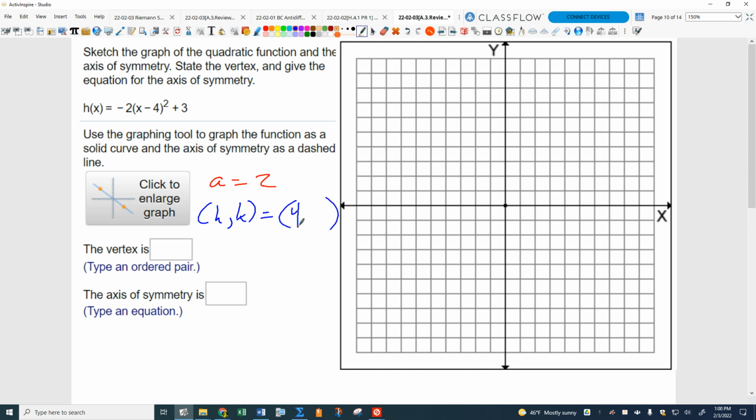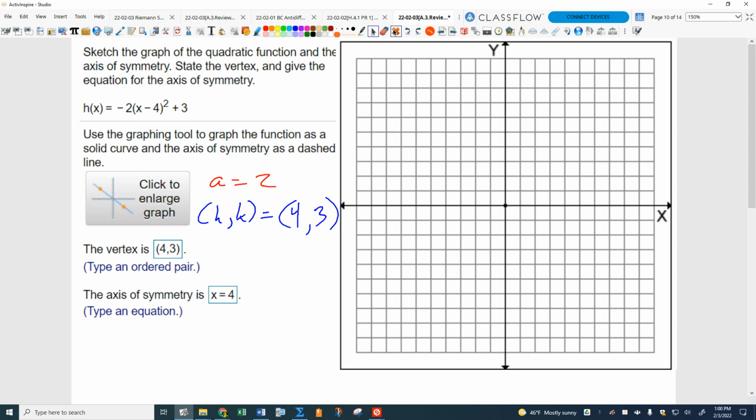Okay, +4, +3. So what are the coordinates of the vertex? (4, 3). Okay, what about the axis of symmetry? What's the equation, Clayson, what's the equation of the axis of symmetry? It's got to be an equation because it's a line, so we need an equation. X equals 4, very good. We know that the axis of symmetry is always x equals h, isn't it? It's the vertical line through the vertex.